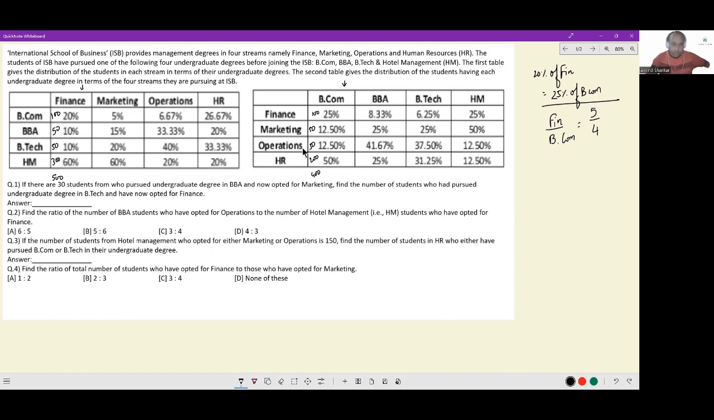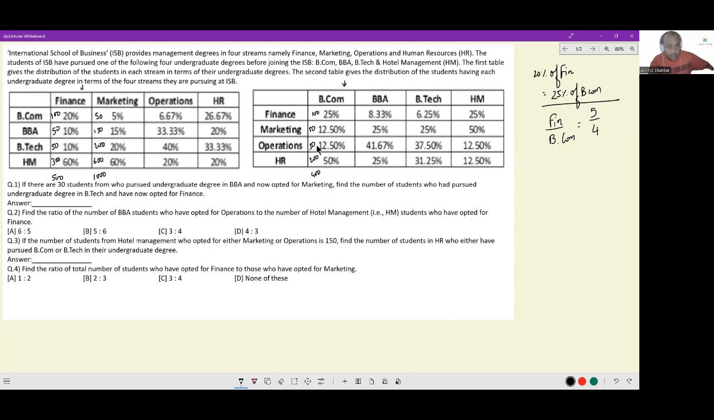Now, you can do it anyway. Marketing BCom combo is 50. That number is 50, which tells me 5% of marketing is equal to 50. So marketing in total should be equal to 1000. Now, if 5% is 50, 15% will be 150, 20% will be 200, 60% will be 600. This is done.